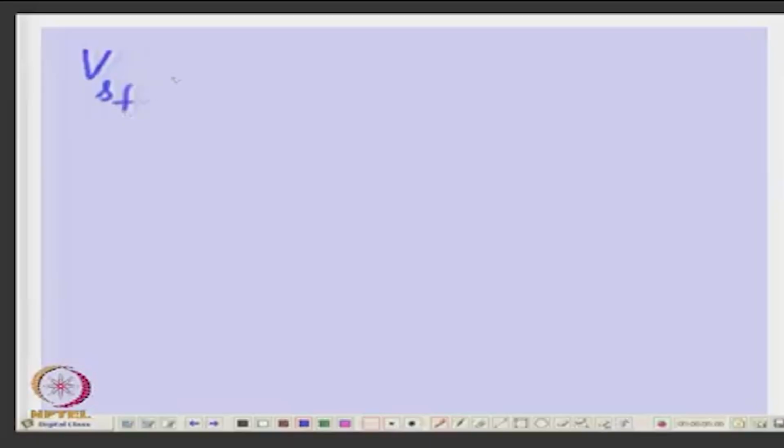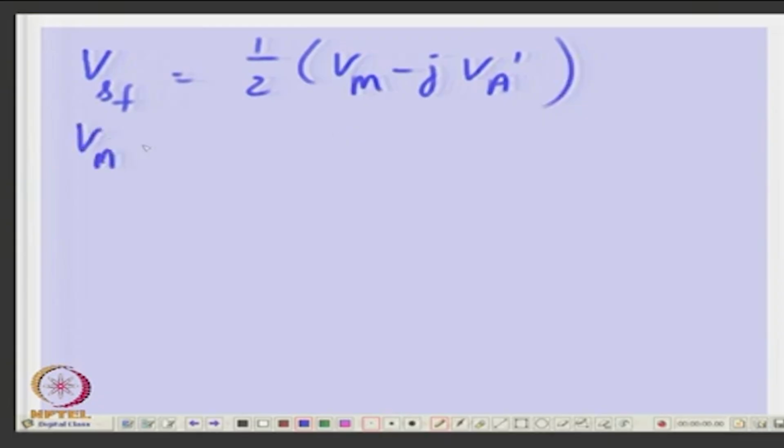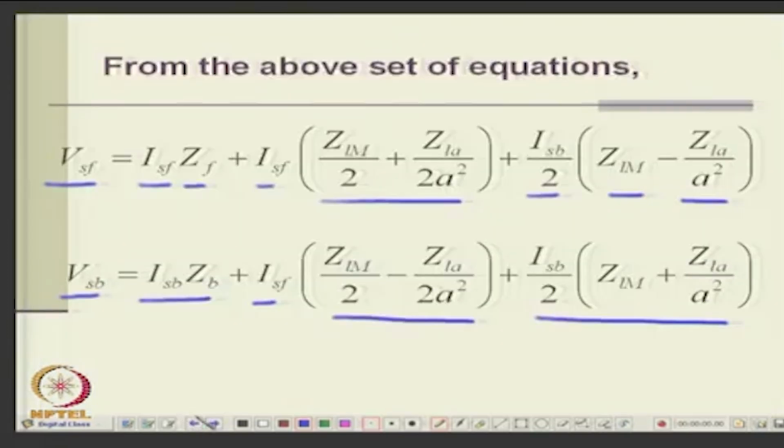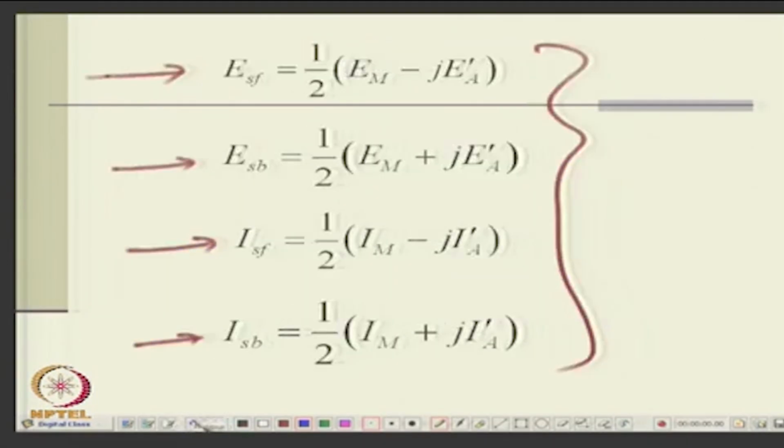So, we have said that V_sf will be half of V_m minus j V_a dash. What was V_m? Z_lm I_m plus I_sf Z_f plus I_sb Z_b.